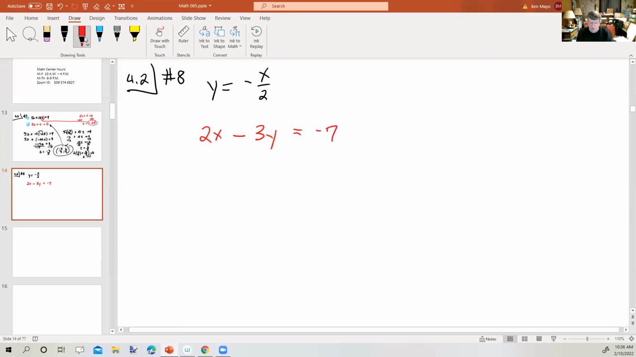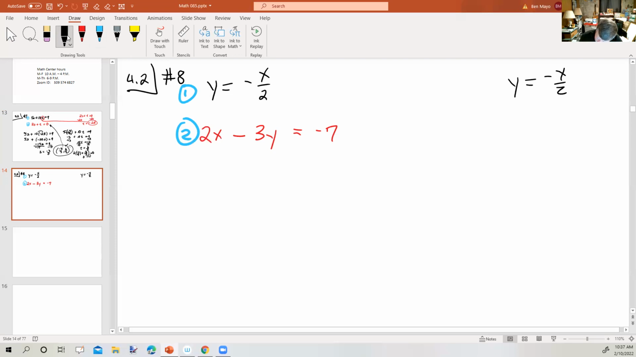Okay, so let's label them again. Equation 1 and 2. I'm going to take equation 1 and solve it for y because it already is. So y equals negative x over 2. It's already solved for y, so step 1 is done.